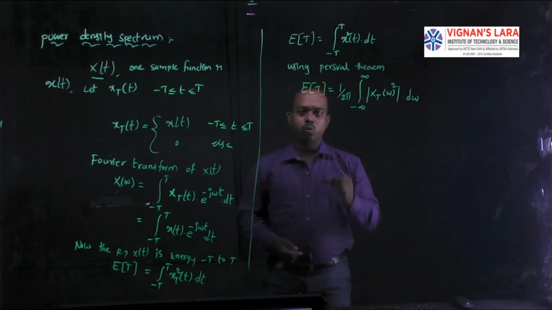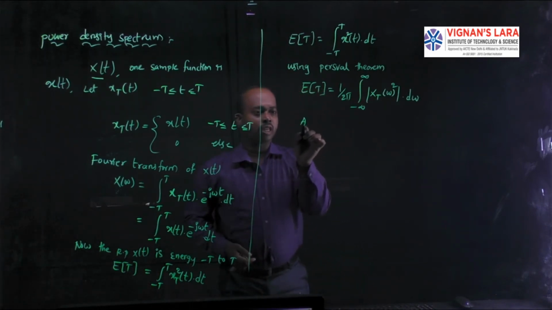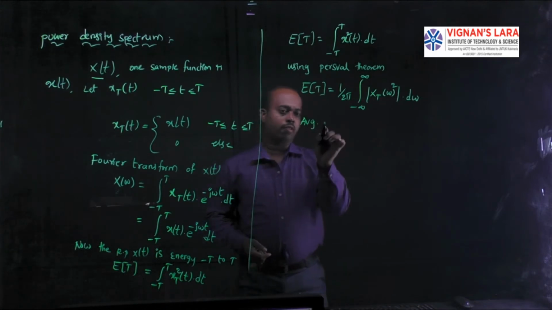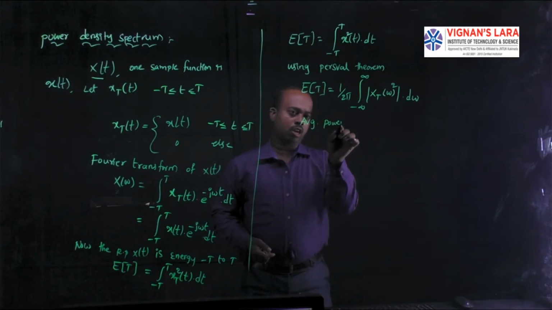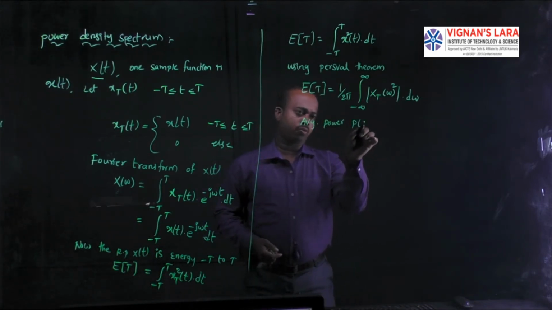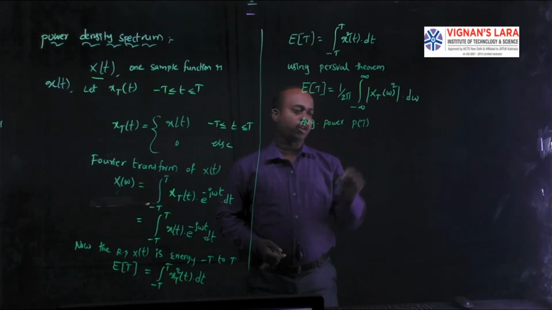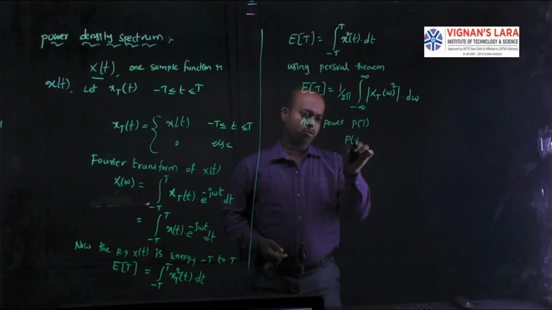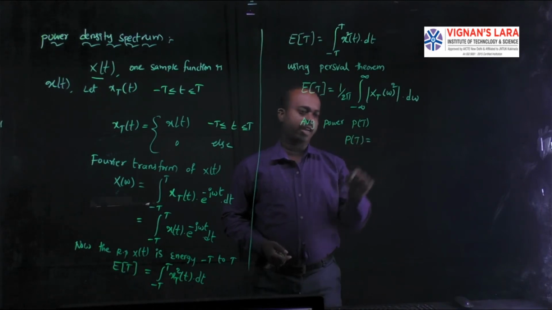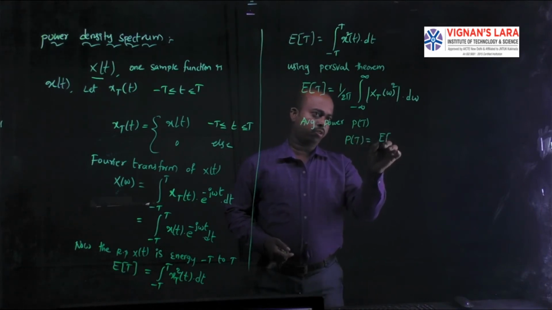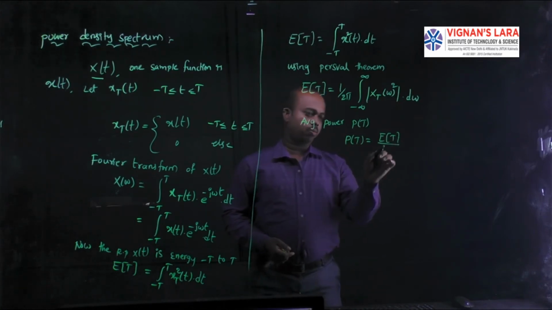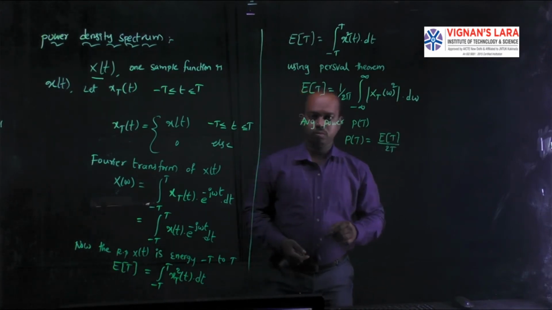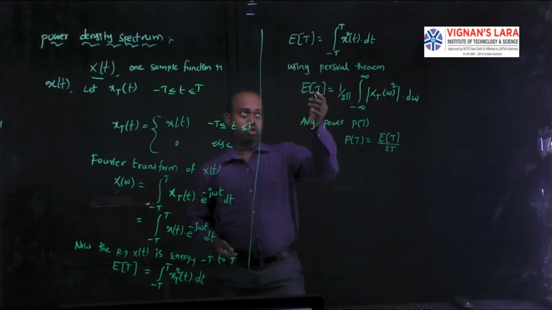Then we have to give the average power. The average power P(t) we are representing in terms of energy: P(t) is equal to E(t) divided by its complete time. Its complete time is 2T, that is from minus T to plus T.